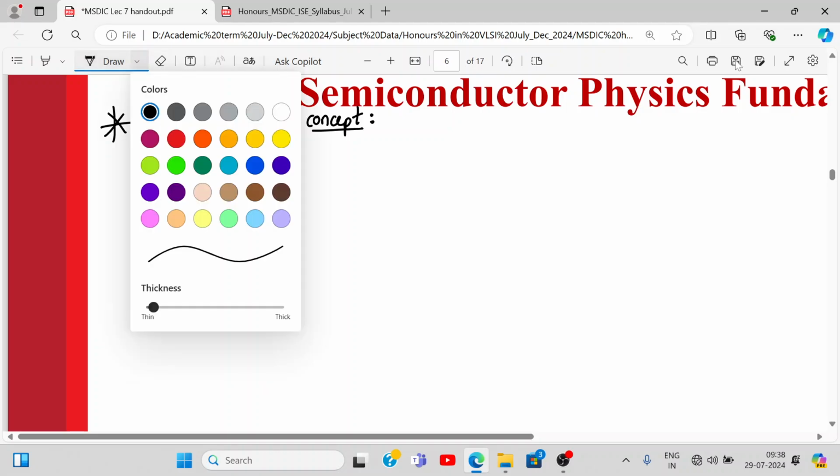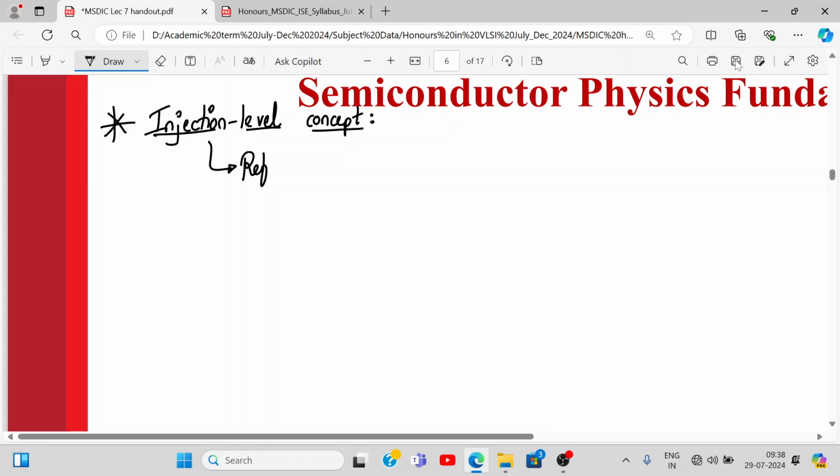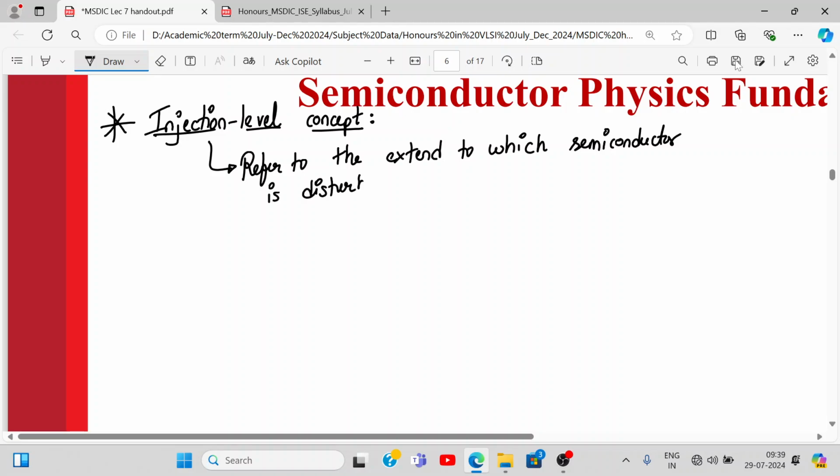So write down what it refers to. It refers to the extent to which semiconductor is disturbed from equilibrium because of excess carriers.